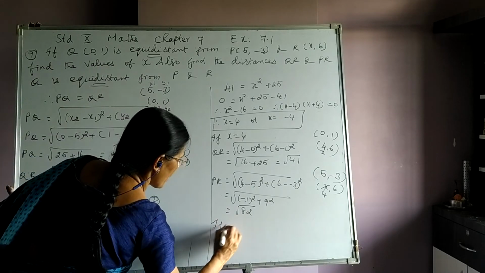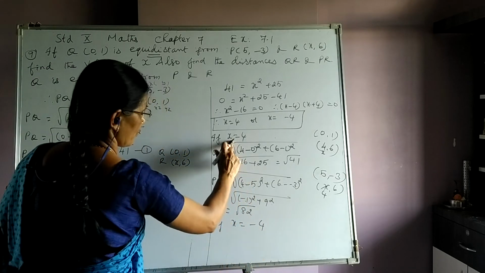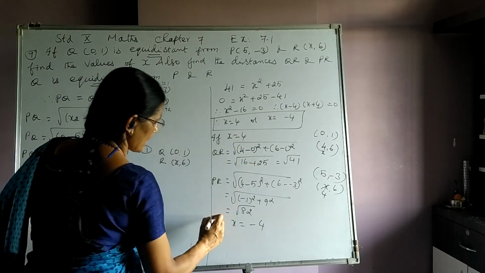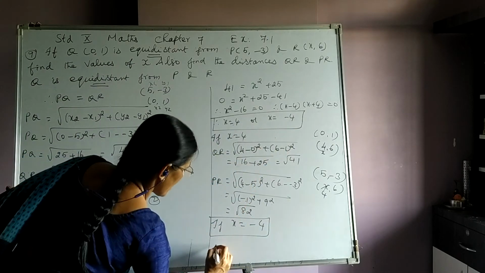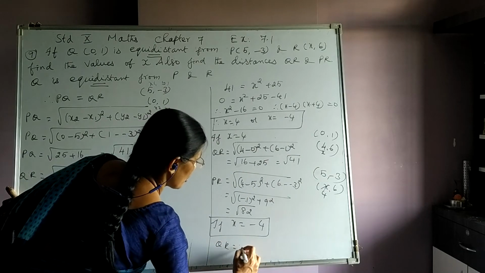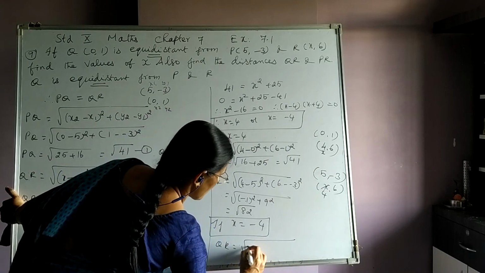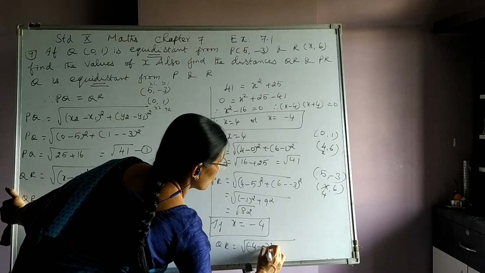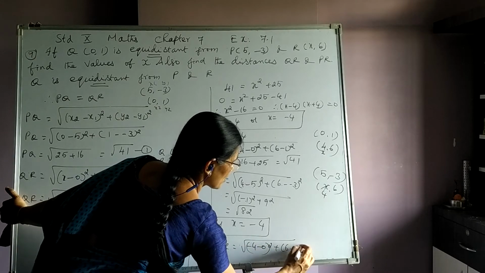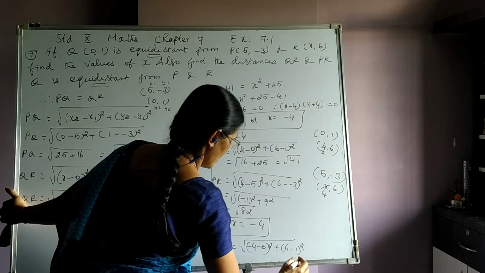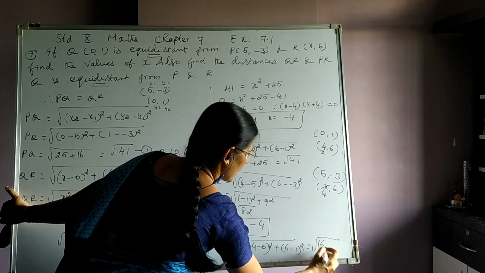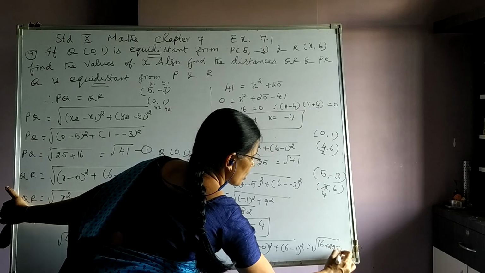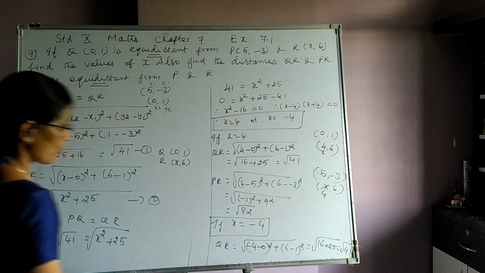Then, when x equal to 4 we took, next we are going to take x equal to minus 4 because we have got two values. I find QR. QR is minus 4 minus 0 the whole square plus 6 minus 1 the whole square. Here it is 16 plus 25. Here also we get it is equal to root of 41.